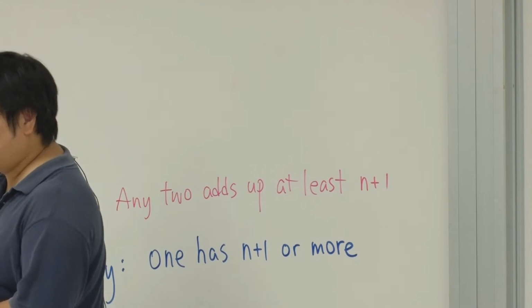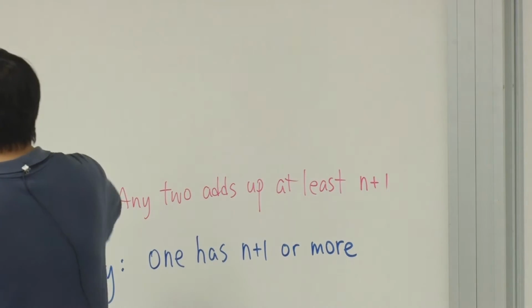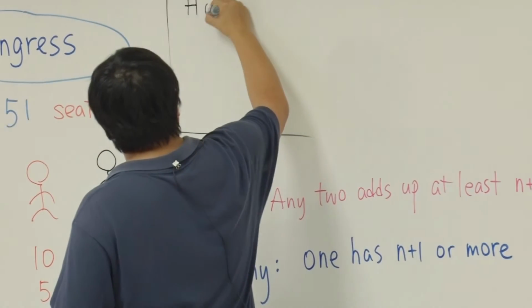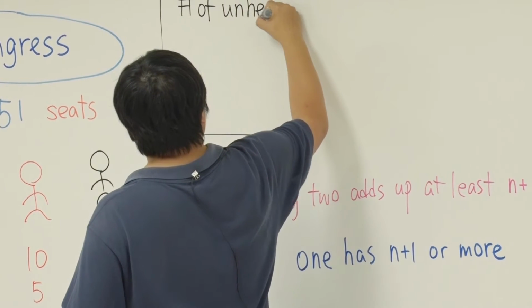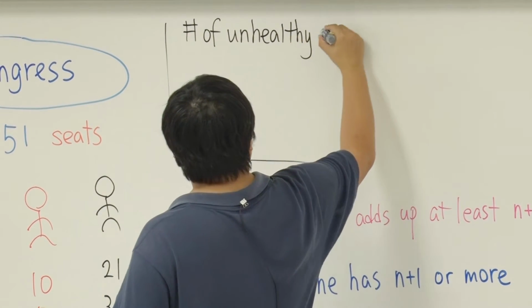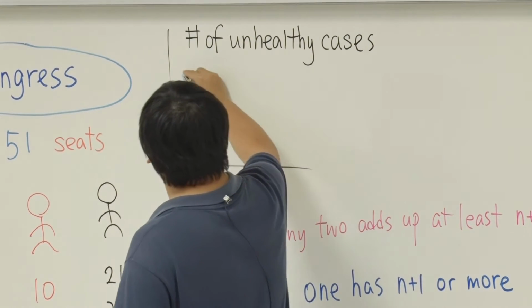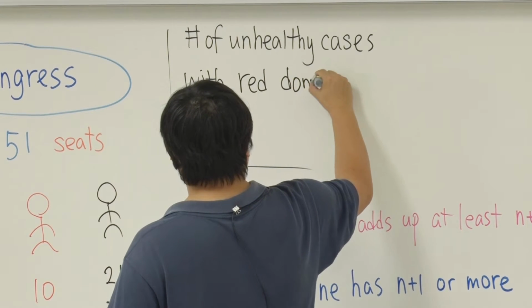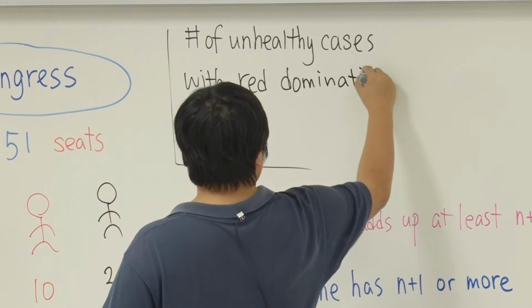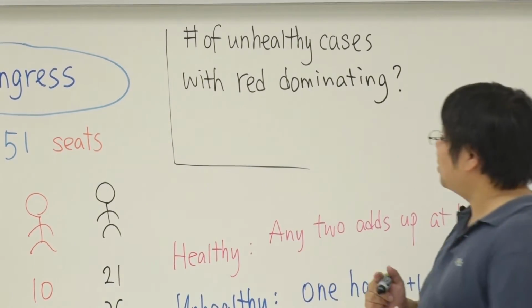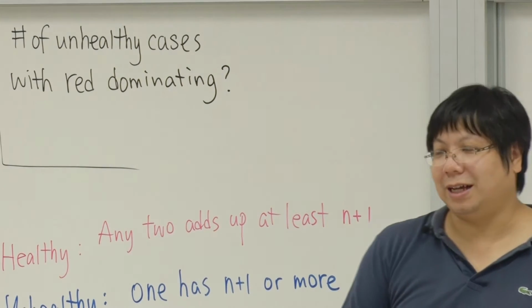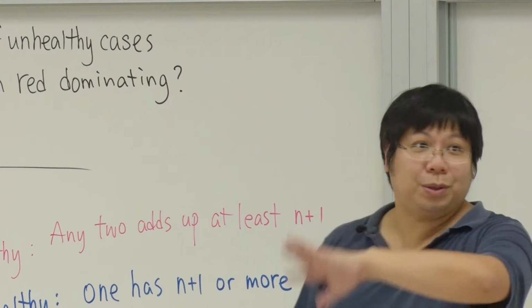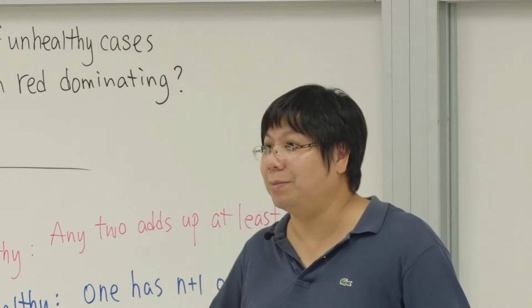Okay, let's make it even more restricted. How many unhealthy cases with red dominating? So can we answer this question? It's known that red is dominating. So how many unhealthy cases are there? Red dominating means that red has 26 or 27 or 28 or 29, or could be 51 of them. They are all reds, right?